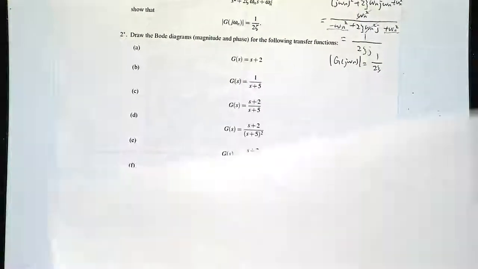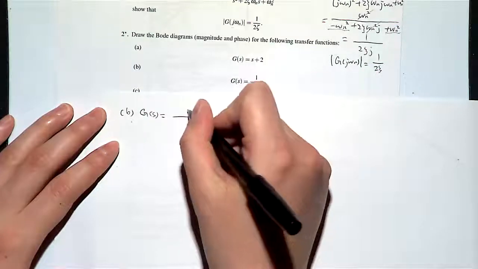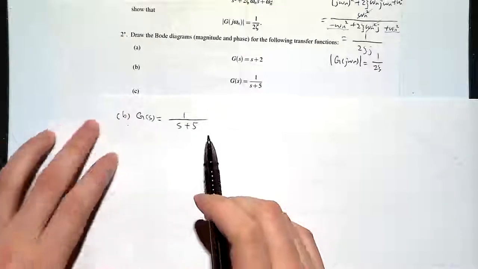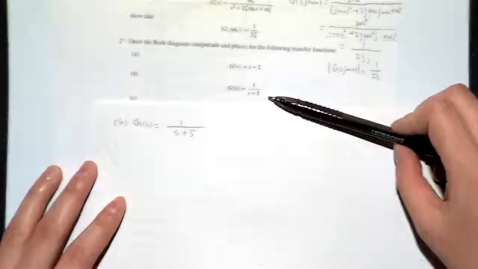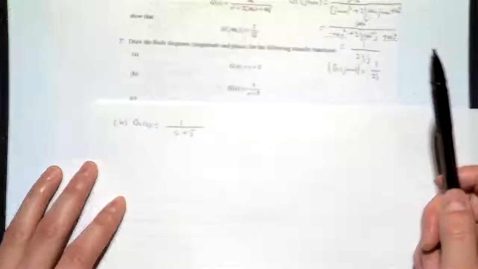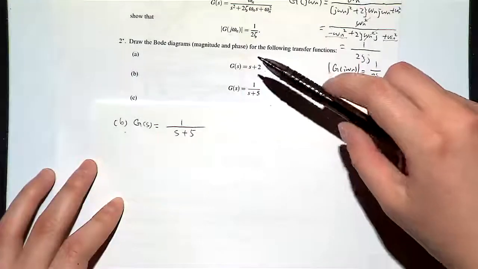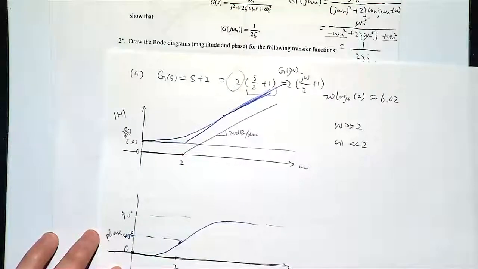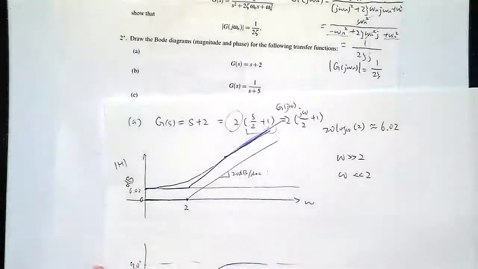Okay, let's move on to B. So in B, you have G(s) equals 1 over s plus 5, right? If you know how to draw this, it shouldn't be too hard for you to draw this. Why? Because you just change 2 to 5, and then instead of having this, now you have 1 minus this, right? And this looks something similar to what you've drawn before, right?